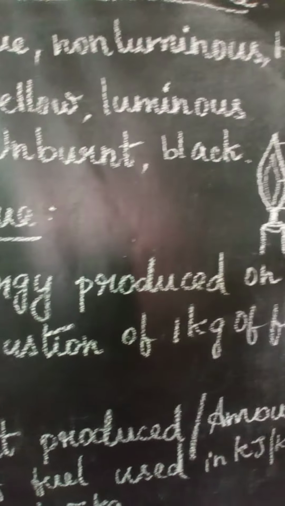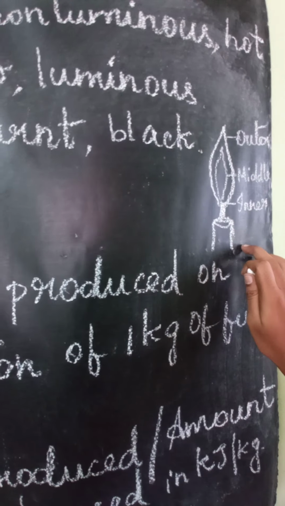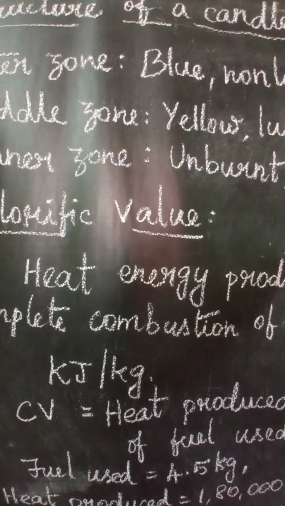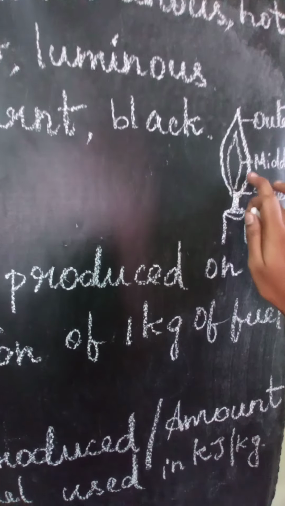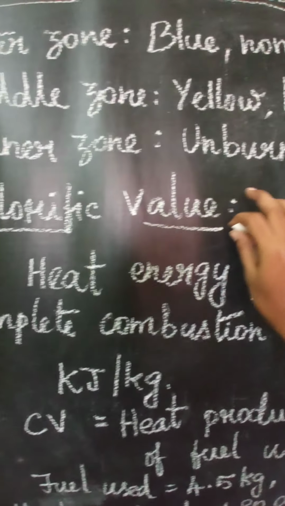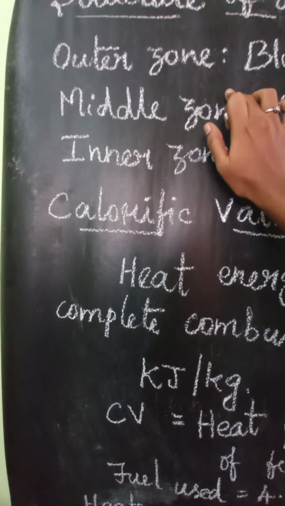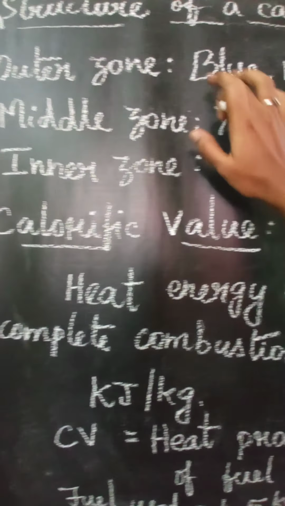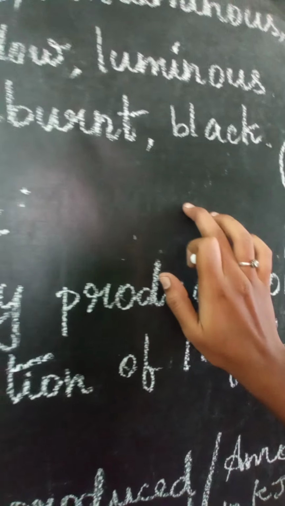Structure means, when a candle is just burning, this is the structure of a candle flame. If we take it, it is divided into three parts: one is the outer zone, middle zone and then inner zone. These three are the parts of this candle flame. So what is the difference between the outer, middle and inner zone? If we take the outer zone, the outermost layer when it is burning, it will be blue in color.